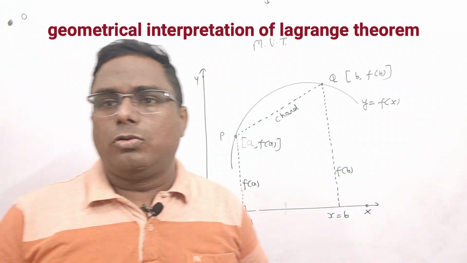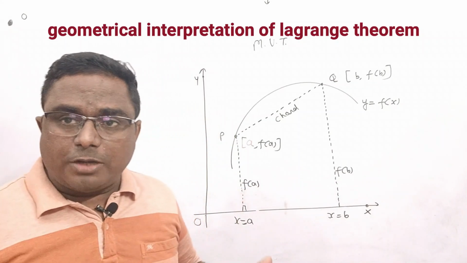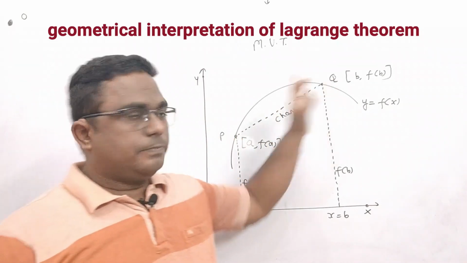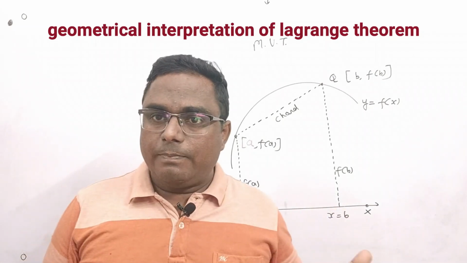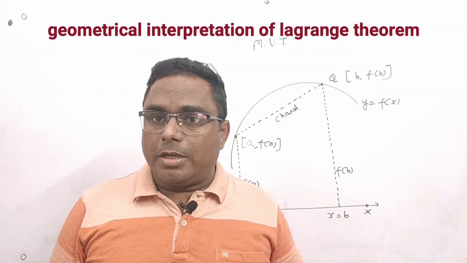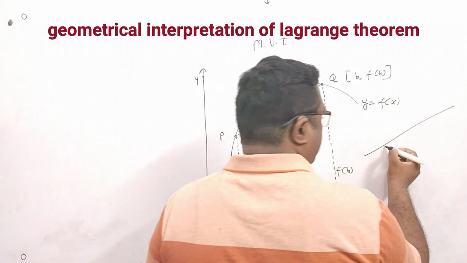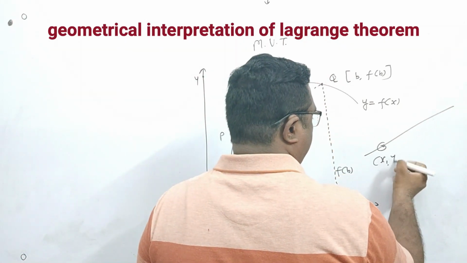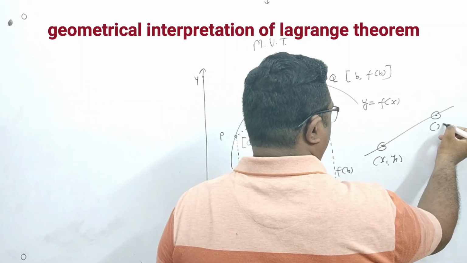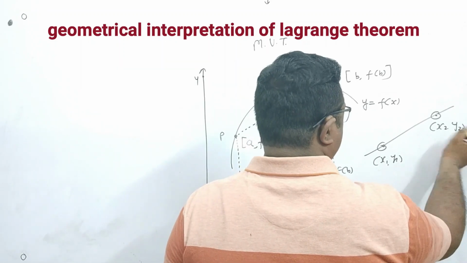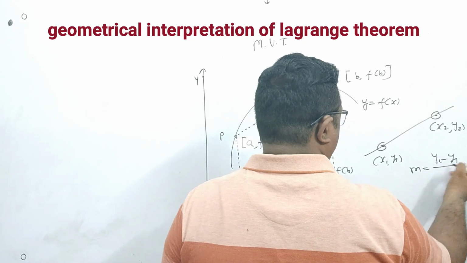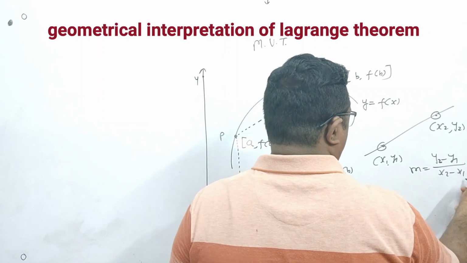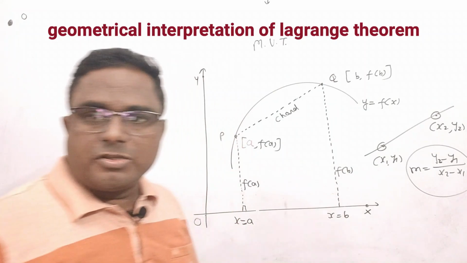Now students, I want to know one thing from you. Can you tell me what will be the slope of PQ? I told you this concept today in this video, that if a line passes through two points x1, y1 and x2, y2, then the slope of this line is y2 minus y1 upon x2 minus x1. This formula I proved also today in this video.